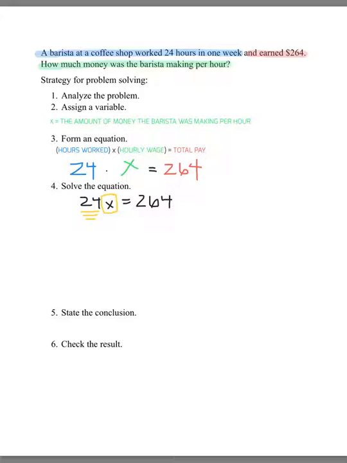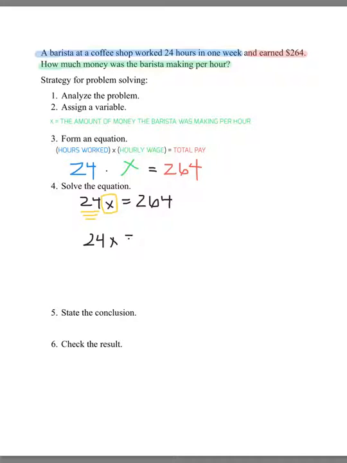Now, we have 24 times x, so we have the operation of multiplication on the left-hand side. The only way to eliminate multiplication is through the opposite operation. Since the opposite operation of multiplication is division, we're going to have to divide both sides. The question is, what do we divide both sides by? Well, since we want to eliminate the 24, we're going to divide both sides by 24.